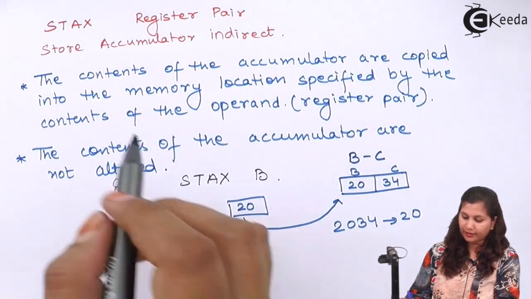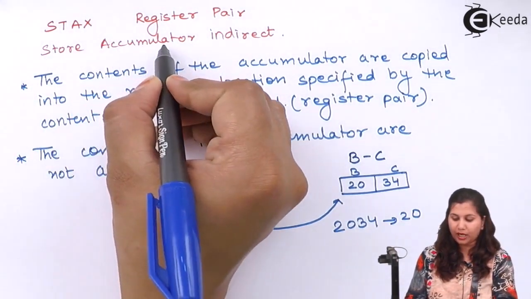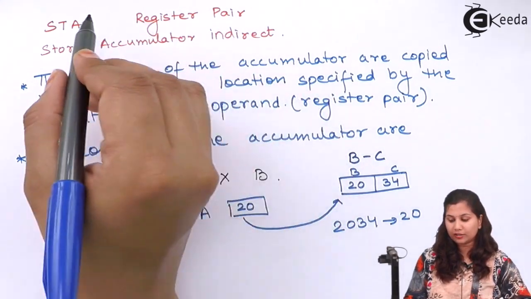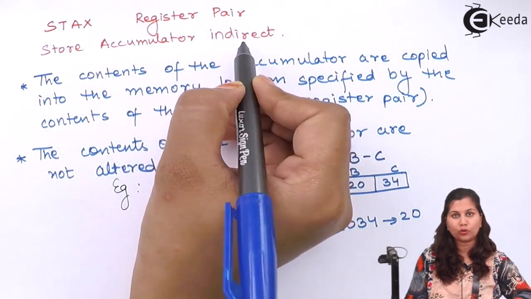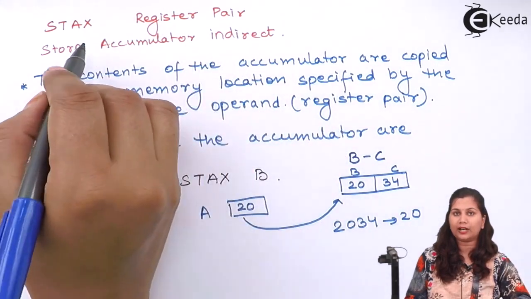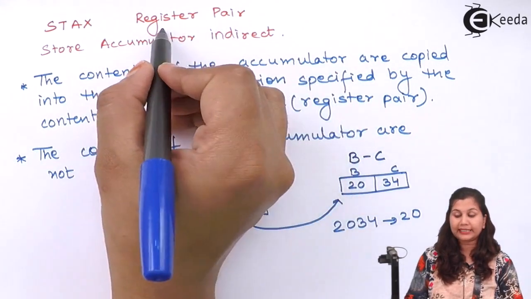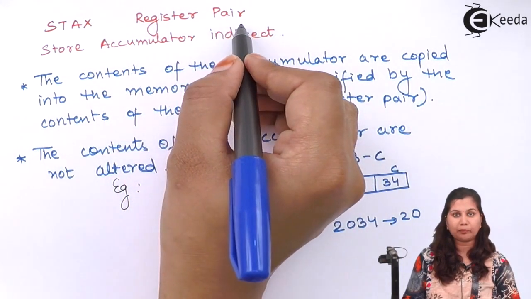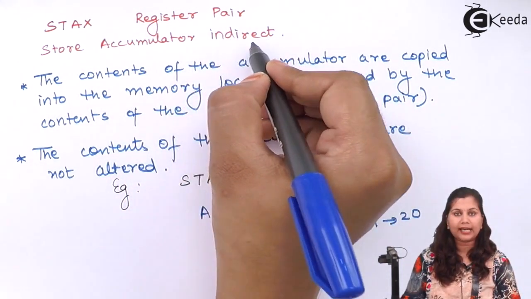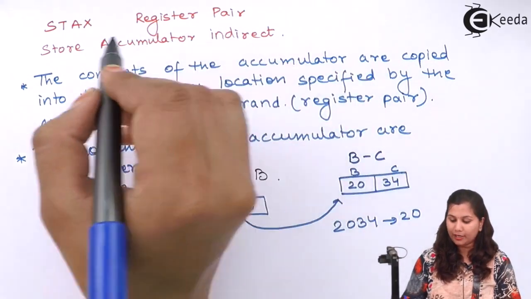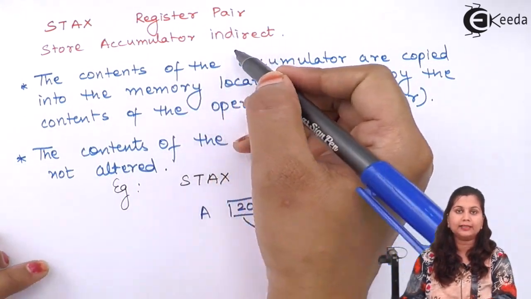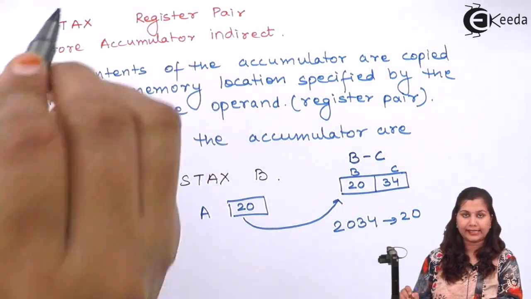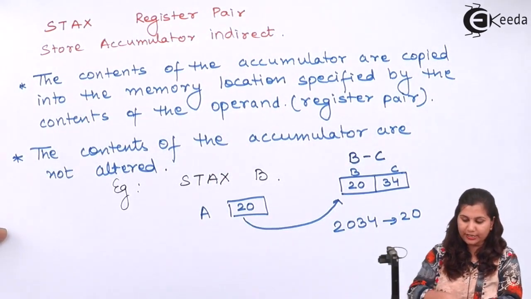So this instruction is storing the accumulator indirectly, because the location at which the contents of the accumulator have to be copied is not directly given in the instruction, it is given in the register pair. So it is an indirect addressing of the operand. So it is storing the accumulator indirectly. So this was STAX.